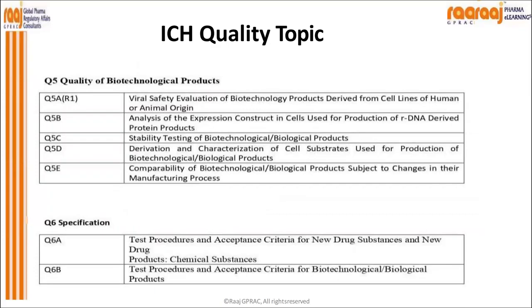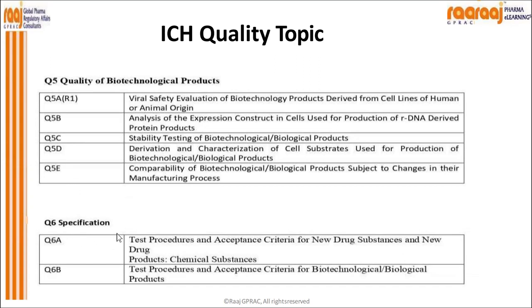So if you learn only ICH Q1 to ICH Q14, sky is the limit for your career. Okay. So coming after Q4, ICH Q5 talks about the quality of biotechnological products. And it is again divided into ICH Q5A, B, C, D, and E.